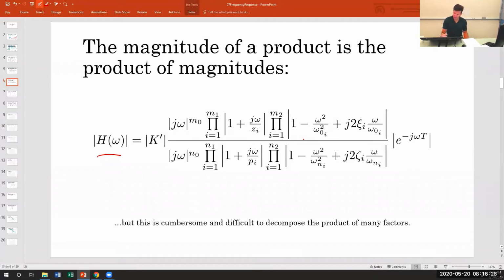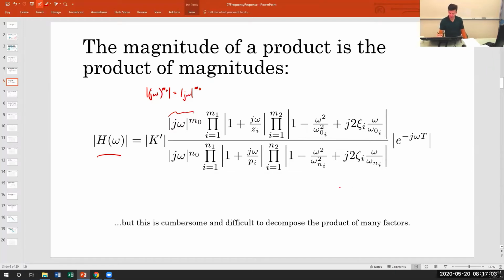What else are we seeing? Well, these guys are special because the magnitude of j omega quantity to the power m0 is the same as the magnitude of j omega to the power m0. And that's not generally true when you have a function like 1 plus j omega something.